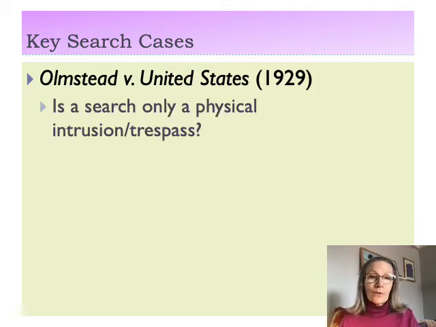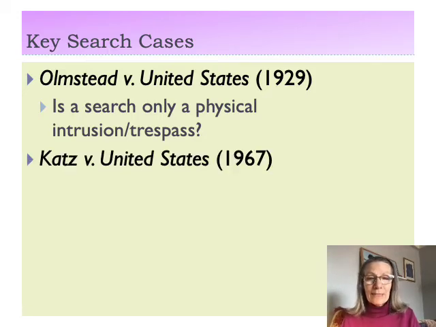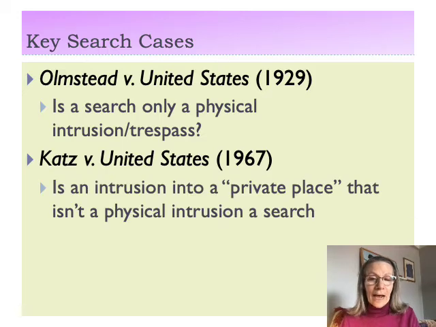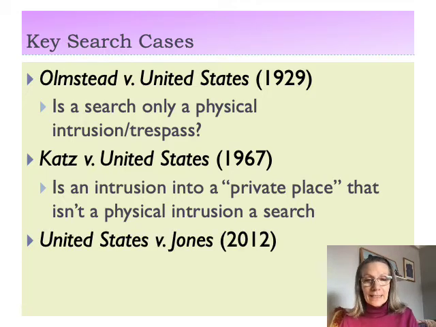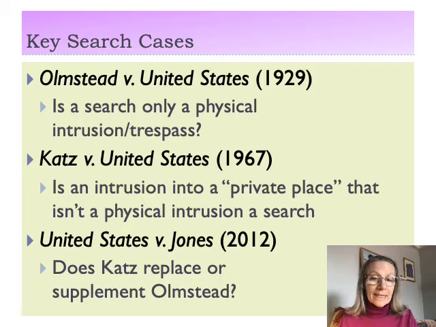And the question that comes about in this case is, does a search need to be a physical intrusion or a trespass? So if a physical intrusion or a trespass doesn't take place, does that mean that it's not a search? Then we're going to move to Katz versus the United States in 1967. And the question in Katz is about whether an intrusion into a private place that isn't a physical intrusion is a search. And then finally, the case that we're going to take a look at is United States v. Jones from 2012. And in this case, the question before the court is, does Katz replace Olmstead or supplement Olmstead?